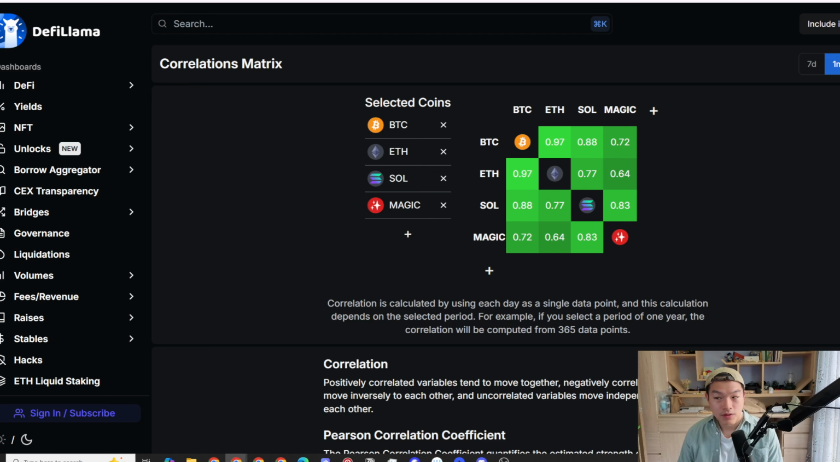But sometimes they don't move together. For example, if we go to the 1 year chart here, you can see Bitcoin and Magic actually have a negative correlation. This means that when Bitcoin was moving up most of the time during the year, Magic was going down, or if Magic was moving up, that's when Bitcoin was going down. And Ethereum and Bitcoin this year have actually been really low compared to Solana.